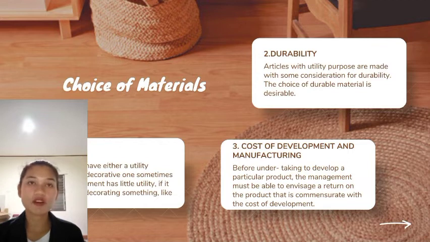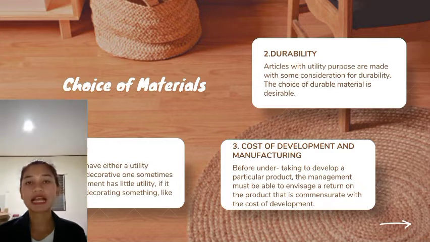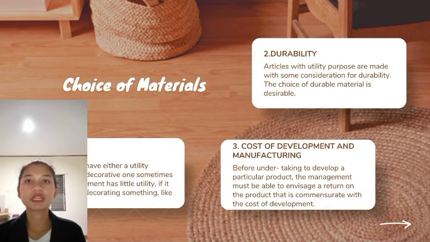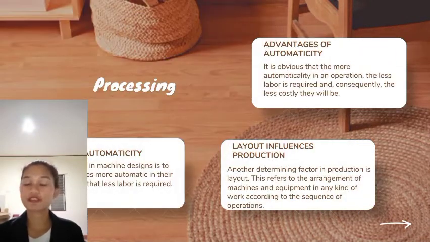The last is the cost of the development and manufacture of the product. A company's management must be able to predict a return on investment for the product that is proportionate to the cost of creation. This calls for knowledge of the time, effort, and equipment needed to develop the product, as well as the forecast of the market for it. The projected cost of manufacturing the product, which must be done economically, is also significant.